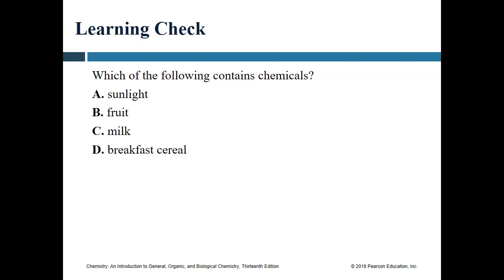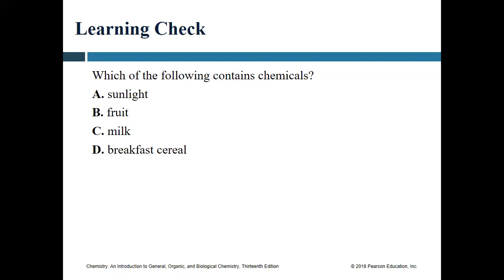So what I want us to think about is how to differentiate what constitutes a chemical versus something else. If it's a chemical, then it has to have some sort of compositional feature. It has to be made up of matter. So I've got four things there on the board: sunlight, fruit, milk, cereal. Three of those things contain chemicals. One of them does not. Can we figure out which one is the one that does not?